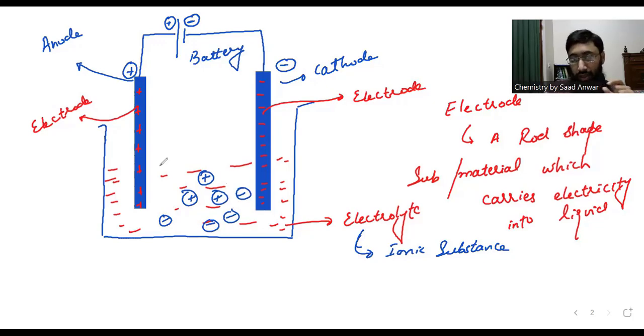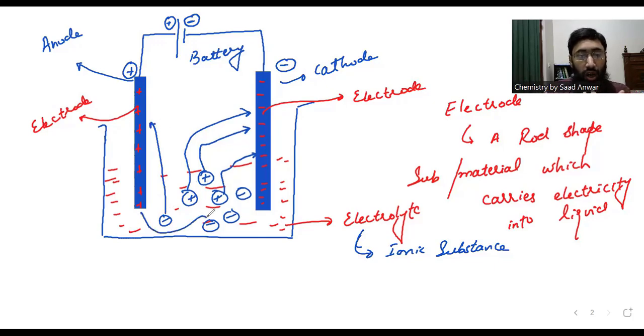So when these two electrodes get charged, all the positive ions present in the solution will move towards the cathode. Why? Because the cathode carries negative charge. And all the negative ions will move towards the anode, start migrating towards the anode, because the anode carries positive charge.